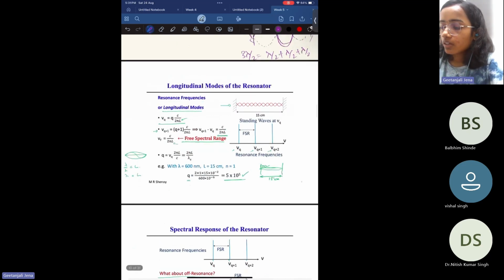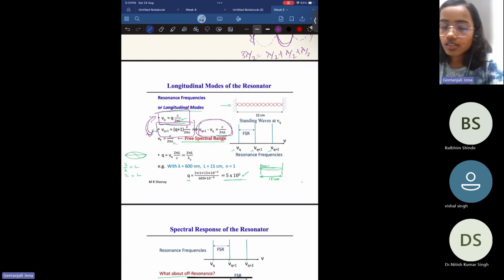Now, the resonance frequency nu Q is given by this formula, which is Q times C by 2N. If you want to find the next frequency, that is nu Q plus 1, this is nothing but Q plus 1 times C by 2N. To find the separation between these two frequencies, you just have to take the difference between nu Q plus 1 and nu Q. And you see it is a constant, that is C by 2N.